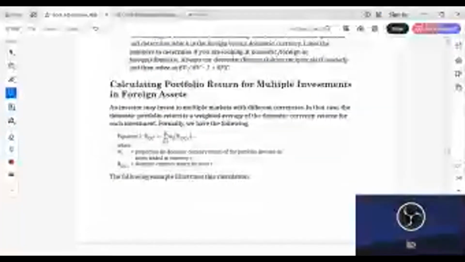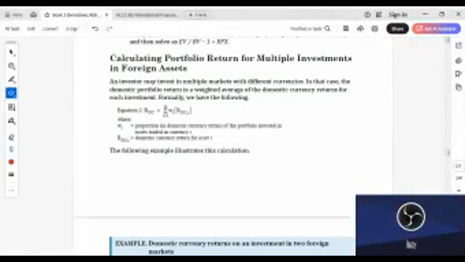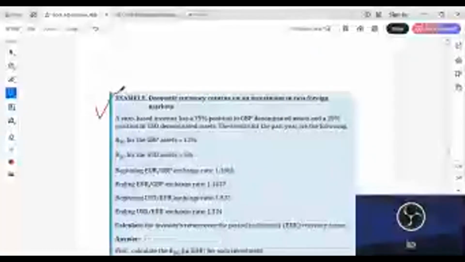Then obviously investors will have returns from various currencies and various assets. So try this one. This is a good example.